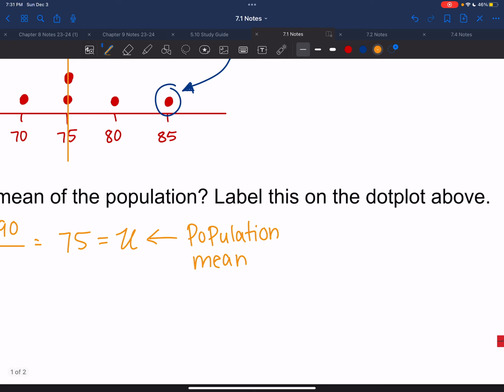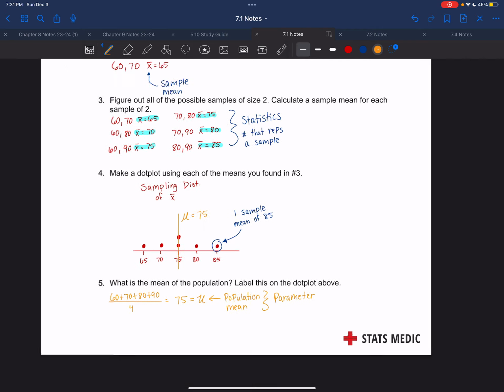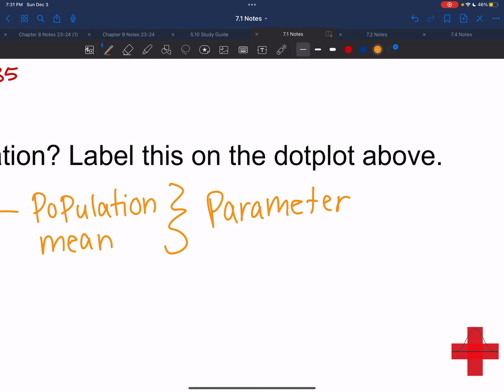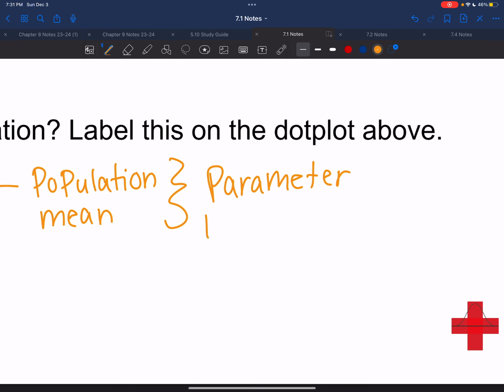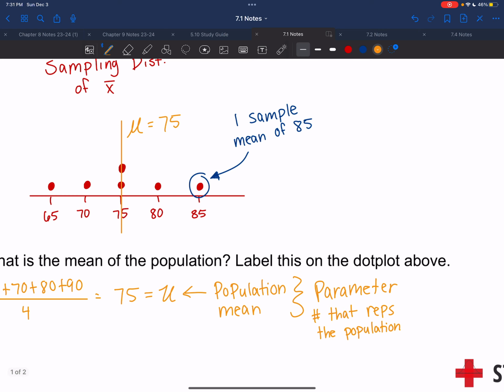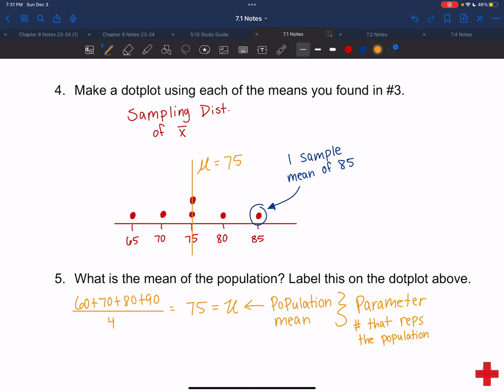This is what's known as a parameter, instead of a statistic. A parameter is just a number that represents the population. It's a number that represents everybody in a population. And you can see on question 4, we had a sampling distribution, and it actually accurately represented what the population mean was going to be.